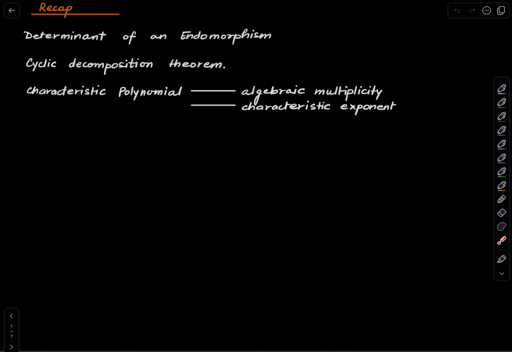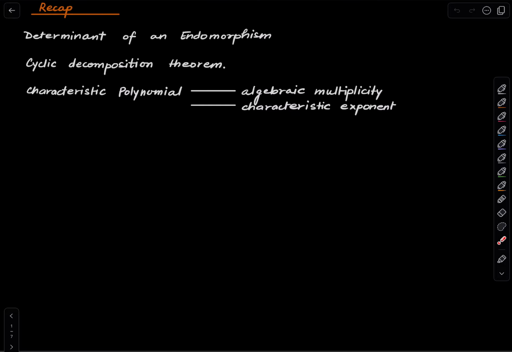So, if T is an endomorphism on a vector space V, we saw that the definition that we gave for its determinant was that you pick any basis of V, make the matrix of T with respect to this basis, and take the determinant of that matrix. And we showed that this is independent of the choice of basis. So this is a well-defined object.